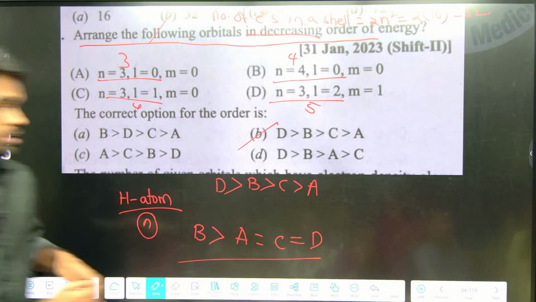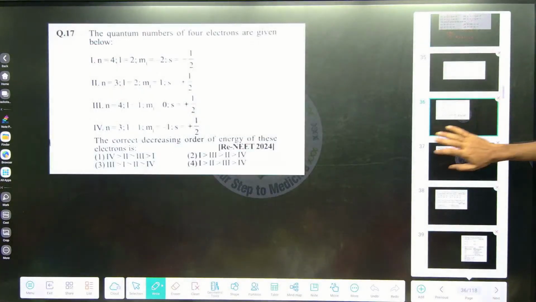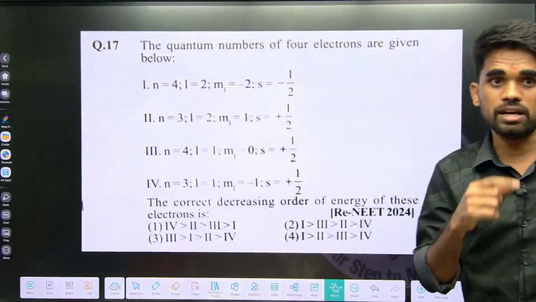So got this? Yeah. Quantum numbers I think almost done. Few more questions are there, but this is the last question. Remaining we will do in the study hour. Yeah. Do this.